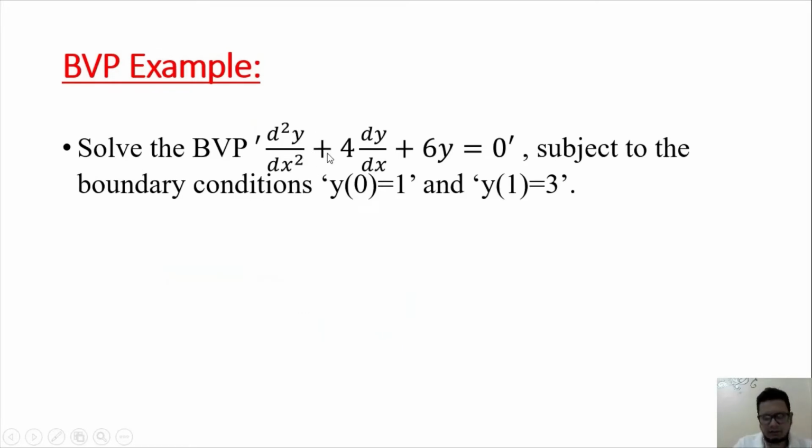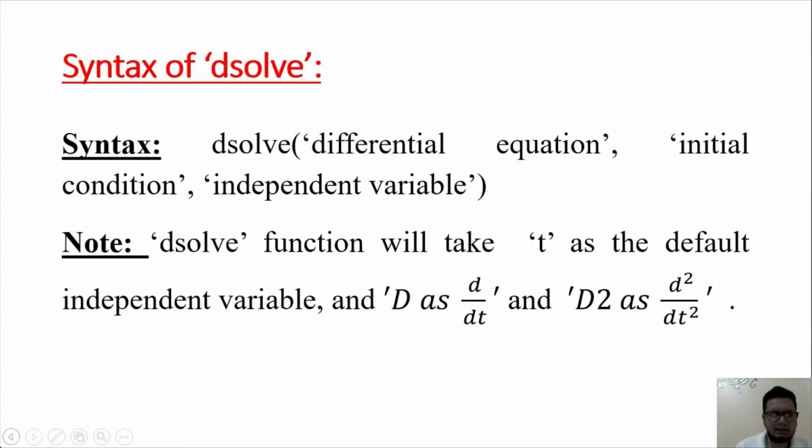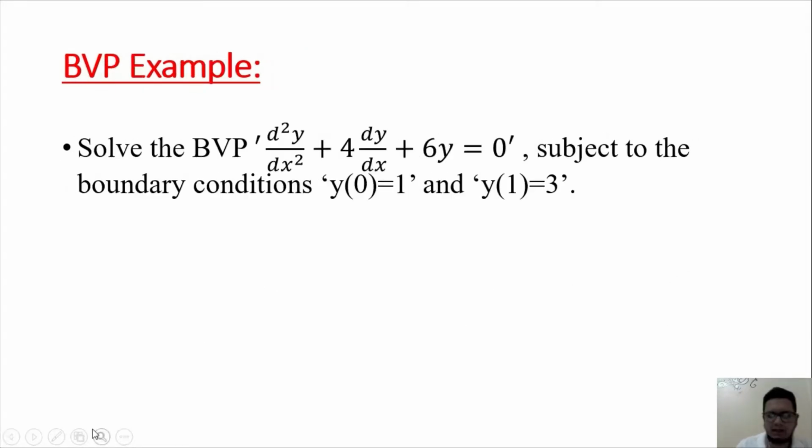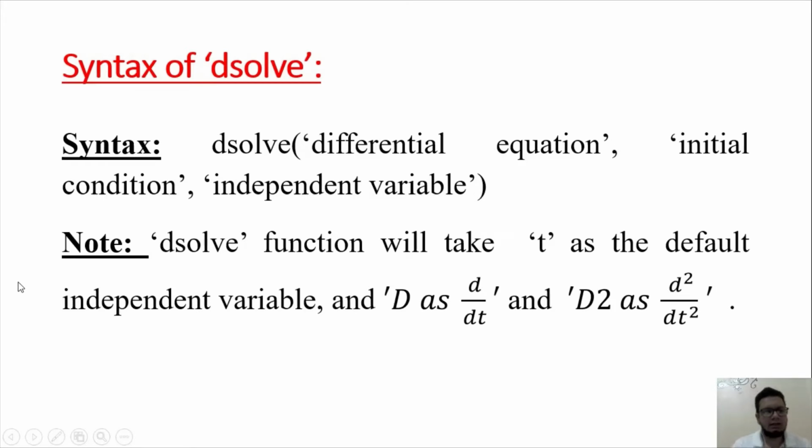d square y over dx square plus 4 dy over dx plus 6y is equal to 0, subject to the boundary conditions y of 0 and y of 1. We'll get a solution which shows how y is varying with respect to x. So in MATLAB, the dsolve function is used to solve linear ordinary differential equations. Linear initial value problems and linear boundary value problems can be easily solved using the dsolve function.